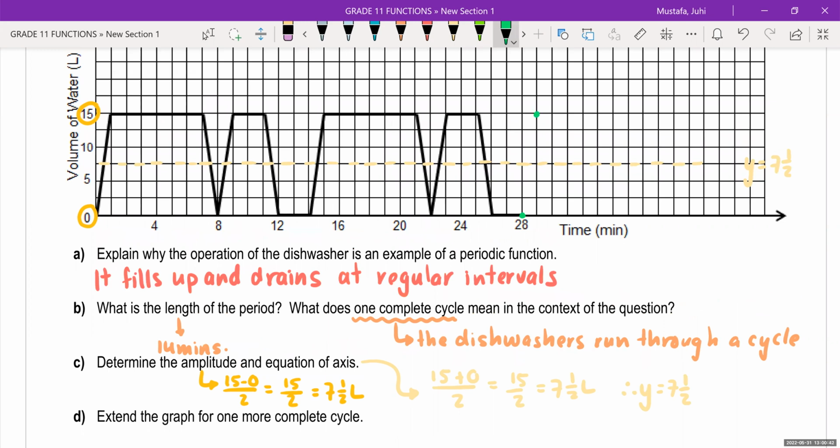Then 1, 2, 3, 4, 5, 6, for approximately 6 minutes it stays in the same position. Then it goes all the way down. Then it comes all the way back up. Then for 2 minutes, it stays filled up. Then it comes all the way back down. And then for 2 minutes, it stays there.